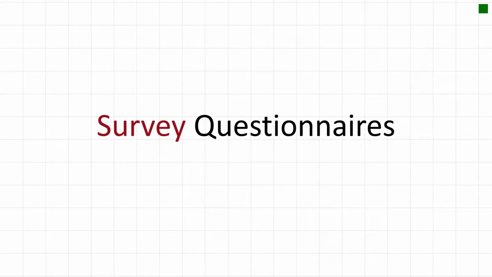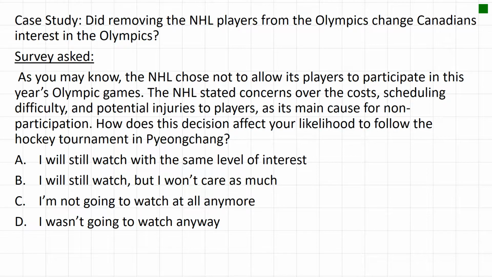So let's dive a little bit further into what a questionnaire should look like on a survey. We're going to take a look and dissect what makes a very good survey question by looking at some very specific examples. We're going to start with this case study about the Olympics and whether or not the NHL playing in the Olympics had an effect. So the case study is, did removing the NHL players from the Olympics change Canadians' interest in the Olympics?